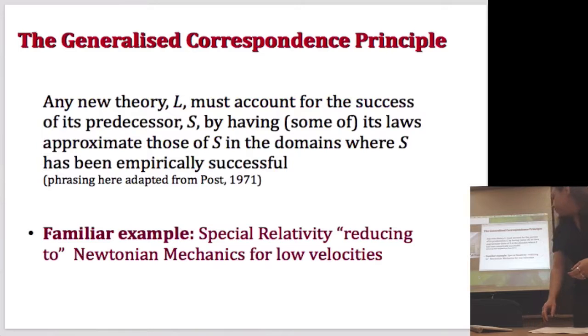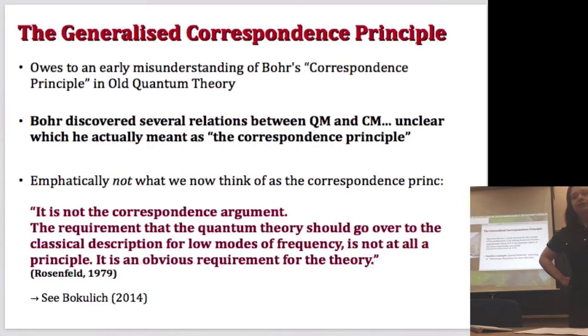The generalized correspondence principle states that any new theory, we'll call L, must account for the success of its predecessor, S, by having some of its laws approximate those of S in the domains where S is known to be successful. Of course, a familiar example is special relativity, reducing to Newtonian mechanics for low velocities. The generalized correspondence principle obviously comes from Bohr's correspondence principle in quantum mechanics.